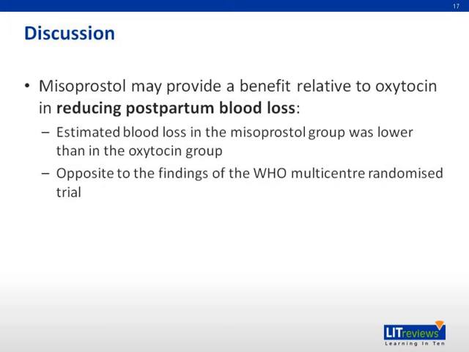Furthermore, the finding that misoprostol is more effective in reducing postpartum blood loss compared to oxytocin is surprising and opposite to the finding of the WHO multi-center randomized trial, which in fact found that misoprostol was less effective.